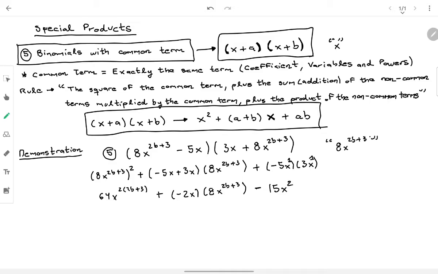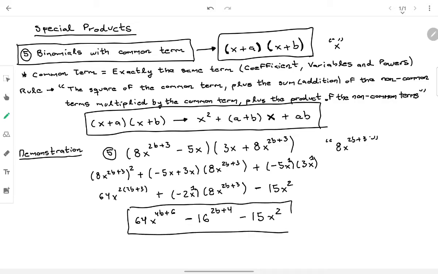So in this case, our final answer is going to be 64x to the 4b plus 6 minus 16. In this case, it's like having x to the 1, so it will be 2b plus 4, minus 15x squared. So in this case, it's already ordered, so that will be our final answer: 64x to the 4b plus 6 minus 16x to the 2b plus 4 minus 15x squared. So let's see a last example.